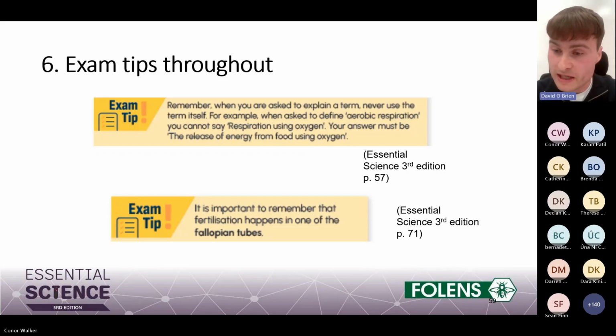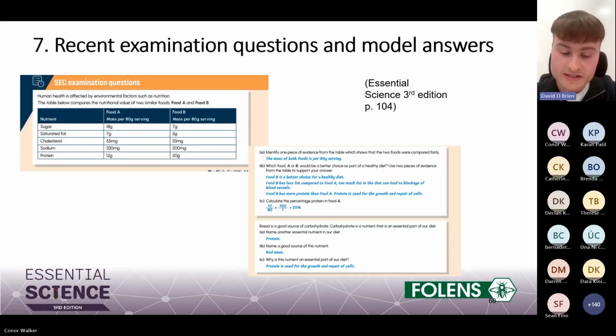Next slide, please. Exam tips are throughout the textbook of the third edition of Essential Science, and these are what we picked up from Chief Examiner's reports and from our experience of correcting the last 4 junior cycle science exams. Next slide, please. Recent examination questions and their model answers are provided at the end of chapters in the textbook. This edition has the most up-to-date recent examination questions available to the public.